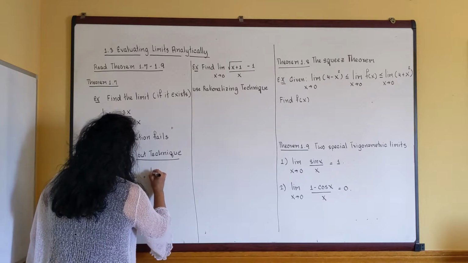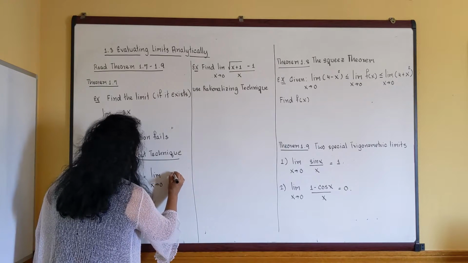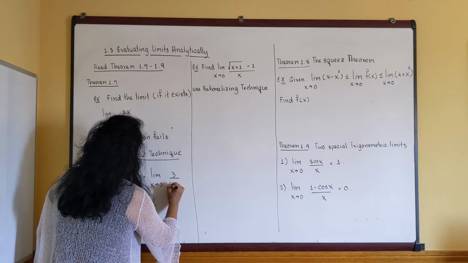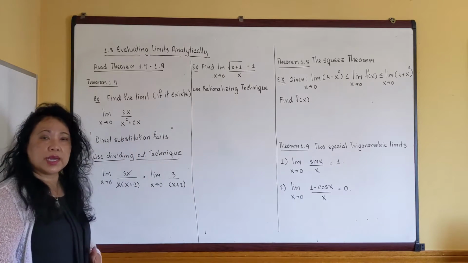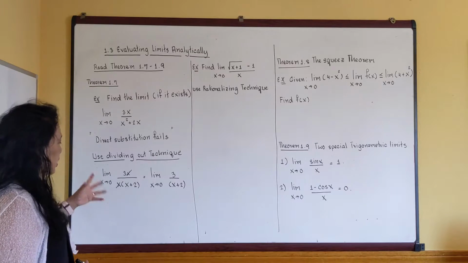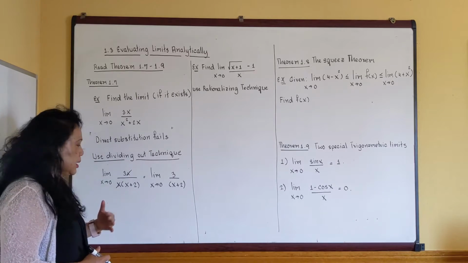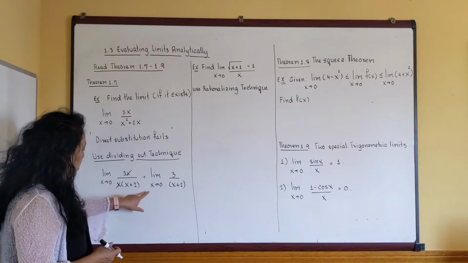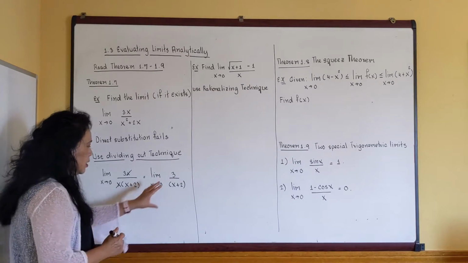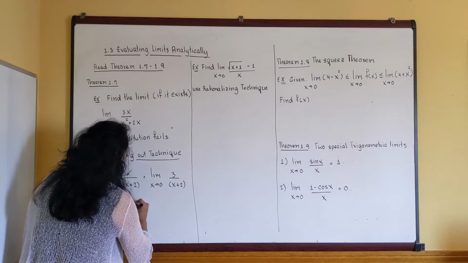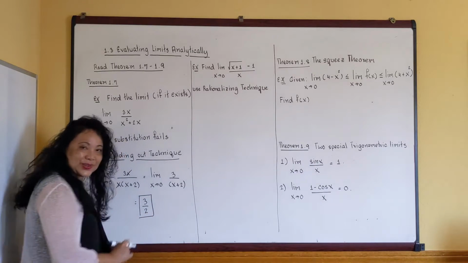So I would have limit as x approaching 0, 3 over x plus 2. So basically the theorem said if you do direct substitution and it's failed, you're allowed to simplify it. So you simplify this to the point that you can do direct substitution. Now if I substitute 0 for x here, it's okay. It doesn't make it undefined. So I'm going to have 3 over 2. So the answer is 3 over 2.